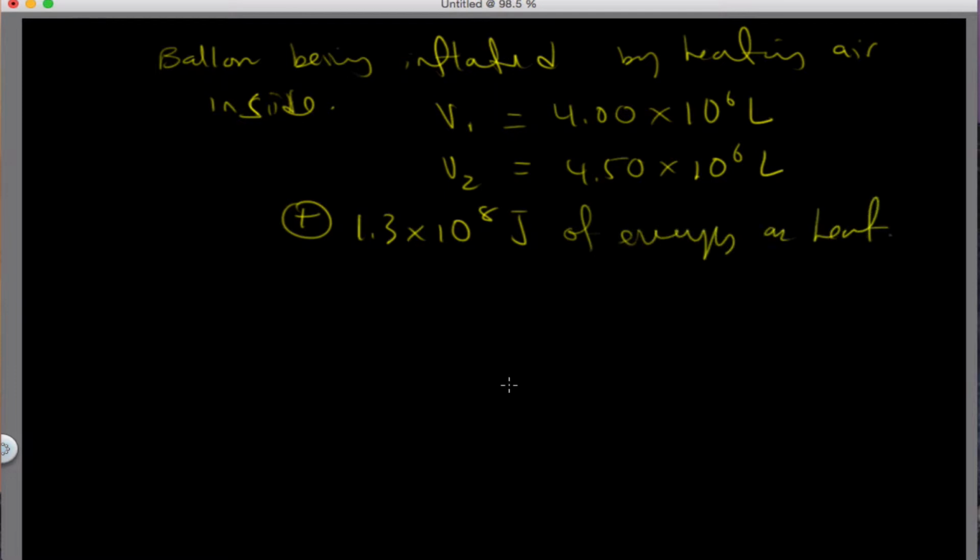If we assume that the balloon is going to expand against a constant pressure of 1 atm, because that's very key, this has to be constant pressure, meaning 1 atmosphere, then what is the delta E, the change in internal energy of the process? So what is delta E?